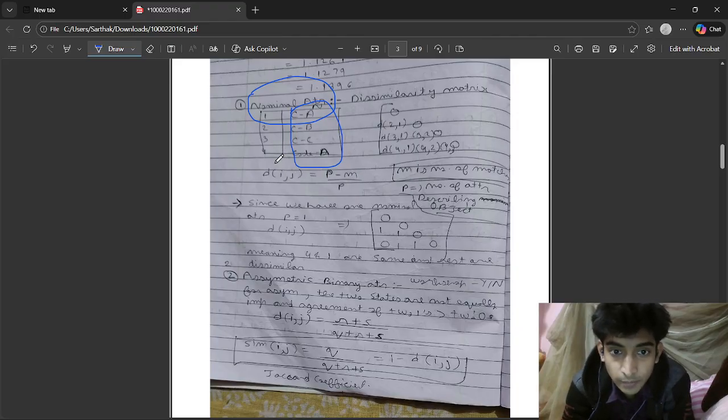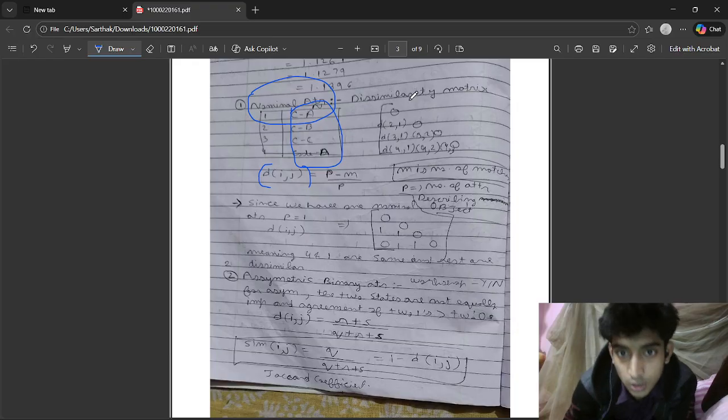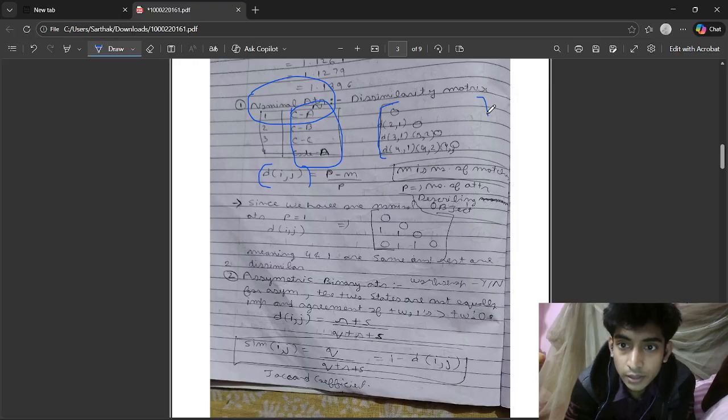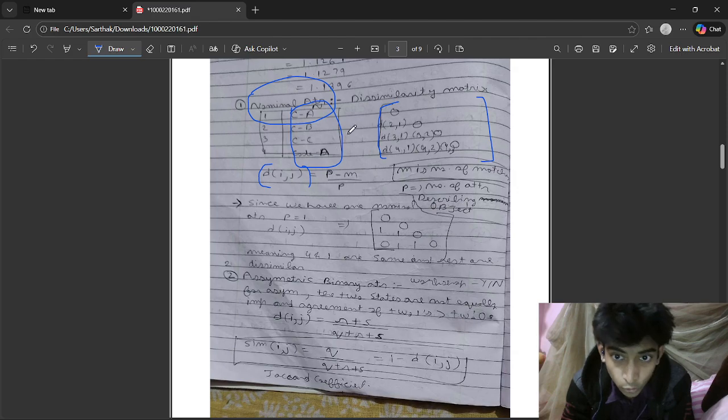So we will construct a dissimilarity matrix with the formula d(i,j) = (p - m) / p, where m is the number of matches and p is the number of attributes describing the object. So like this, we will construct a dissimilarity matrix where this row means dissimilarity between the second object and the first object. This means dissimilarity between the third object and the first object. This means dissimilarity between the fourth object and the first object, and so on. We have four records, so we'll have a matrix of 4 by 4.